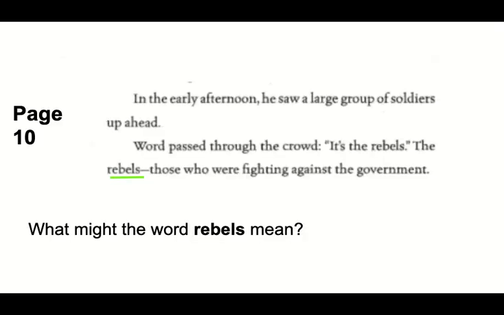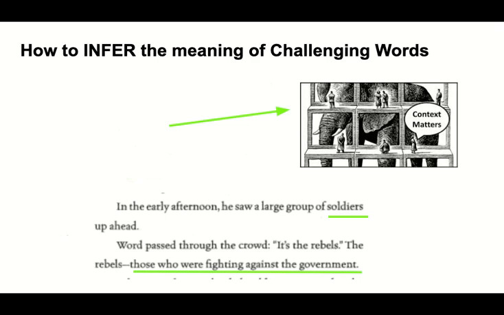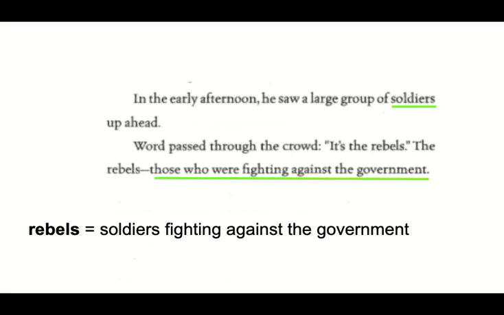Let's look at this example from page 10 of A Long Walk to Water. Maybe you already know what the word rebels means. If so, pretend you don't. We are going to look for context clues in order to figure it out. When we look before the word, we see that rebels are a group of soldiers. When we look right after, we see that it is those who are fighting against the government. When we put those clues together, we can guess that a rebel is a soldier fighting against the government, and we'd be right.